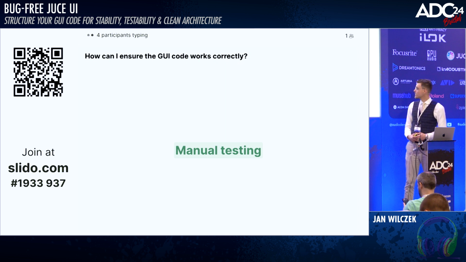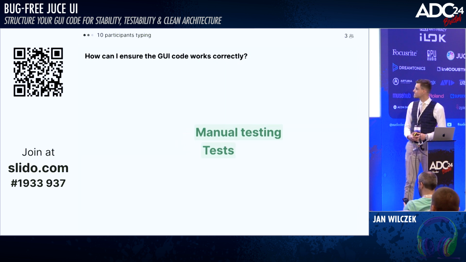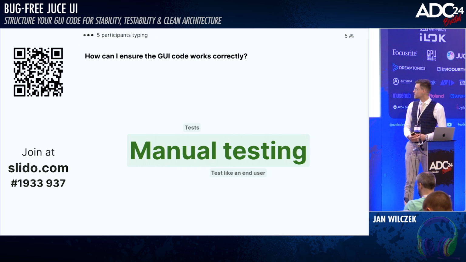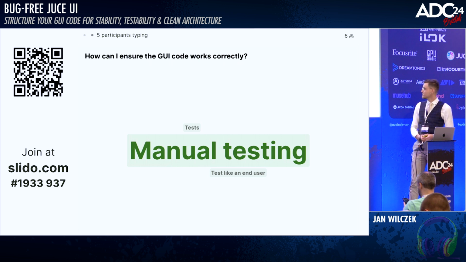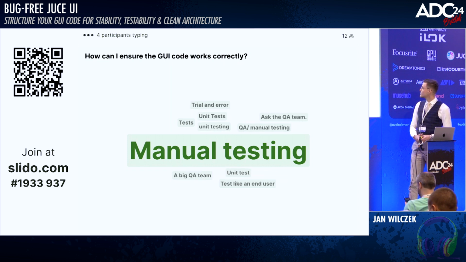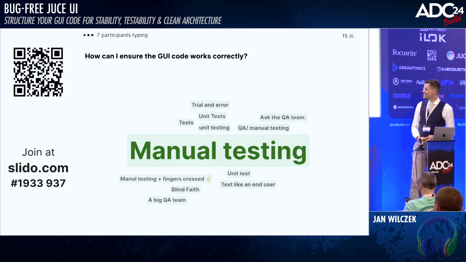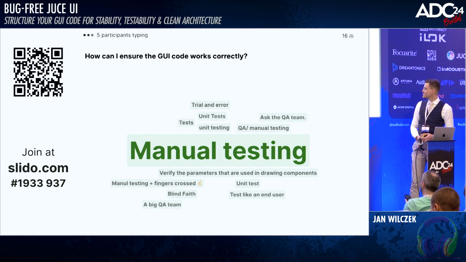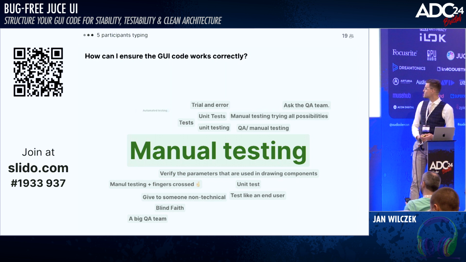Manual testing, okay. Test, so probably automated. Test like an end user, okay, great. Trial and error, ask the QA team. These are all valid approaches, right? QA manual testing, a QA team. Unit testing, blind faith. That's a nice song by Dream Theater, by the way. Manual test, fingers crossed, verify the parameters are used during components.